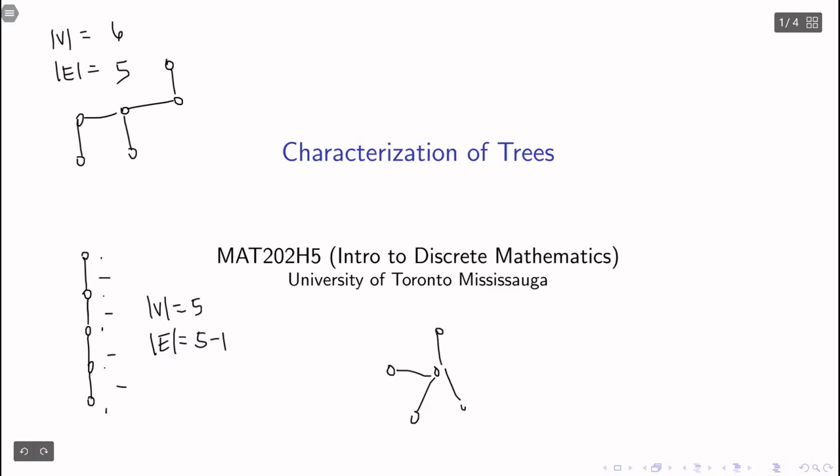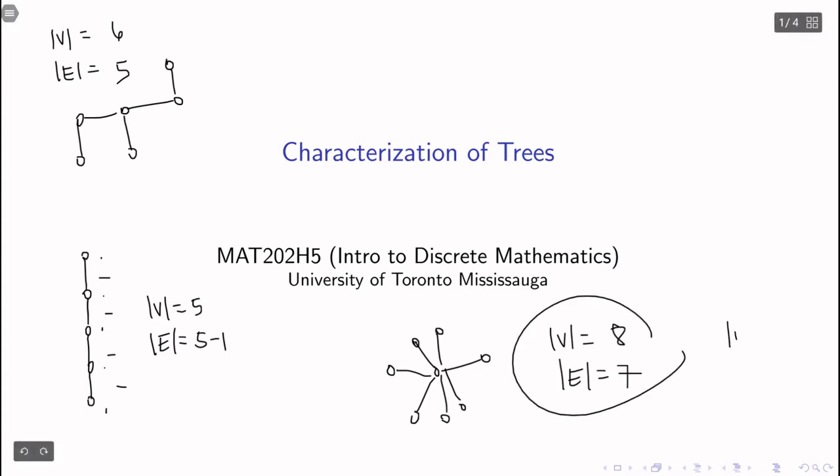How about something that looks like this? That's a tree, right? It doesn't have any cycles. Same thing. This has 8 vertices and 7 edges. So this is always going to hold for any tree. And in fact, the converse also holds. If I say that I have a graph that satisfies v minus 1 equals e, then it's a tree.